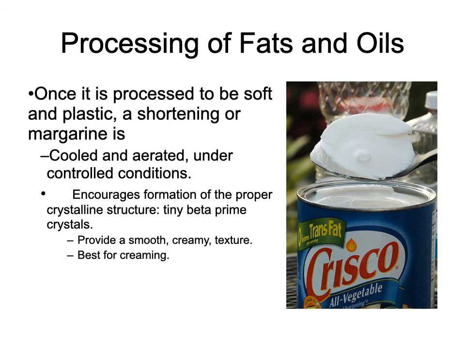So once it's processed to be softened plastic, a shortening is cooled and aerated under controlled conditions to create that smooth, creamy texture that you expect, and the performance that these companies want when they're using these products.